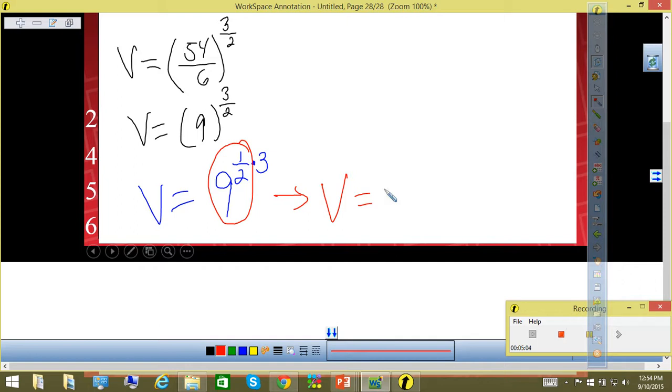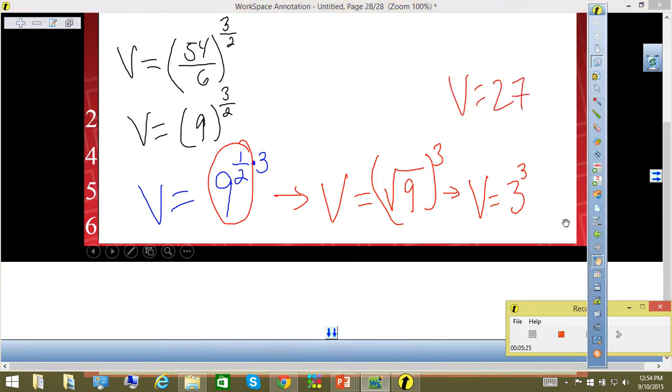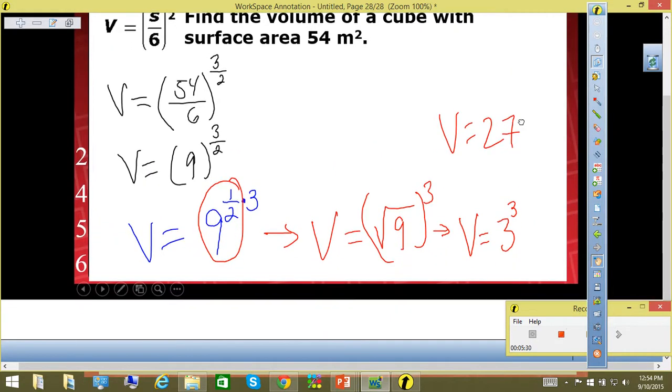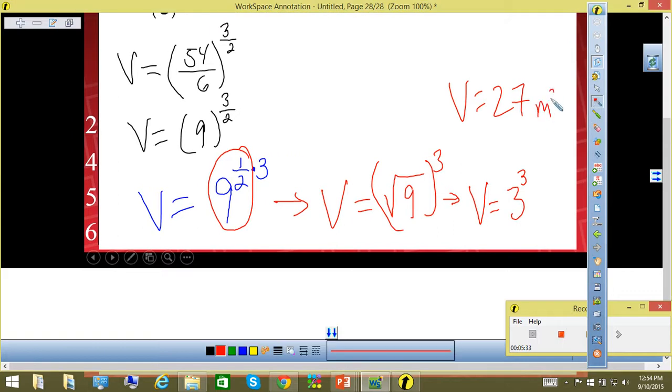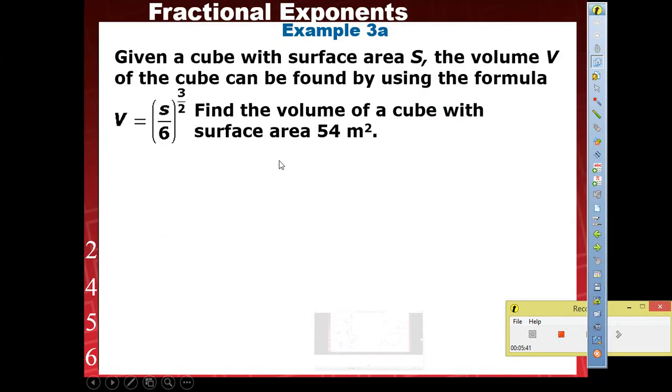What does it become? Square root of 9 and all that to the third power. V equals, square root of 9 is 3, and what is 3 cubed? 27. So V equals 27. Now let's answer the question. What was the question? It says, find the volume of the cube, surface area in meters squared. So it's 27 meters squared. Make sure you're accurate for practice standard number 6. Attend to precision. All right, let's move on. Now, you saw some of those in the home play, right?